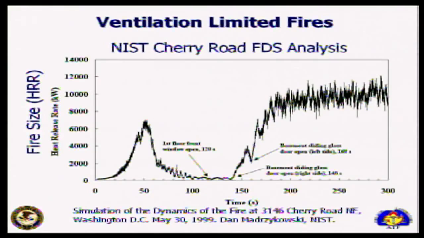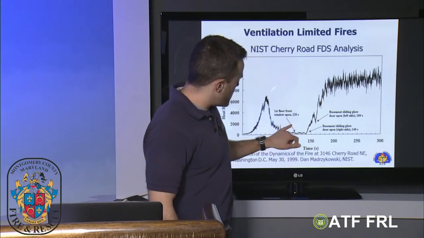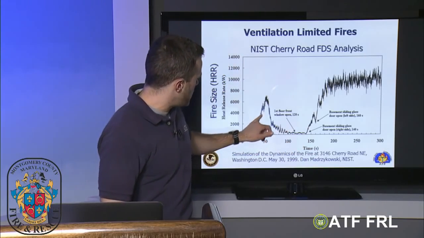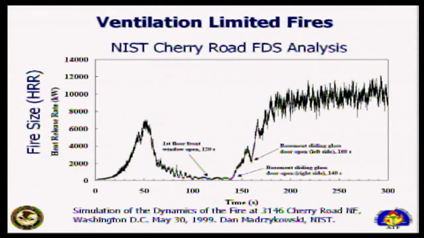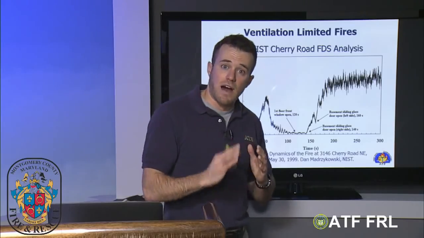This is a heat release rate curve, the fire size curve from Cherry Road. Now, when they arrived on scene, the fire was in its ventilation limited state. So the fire is growing in that basement and it begins to run out of air. Now the fire size is relatively small. The factor limiting the fire is the air. Until, in this case, the fire department arrives.